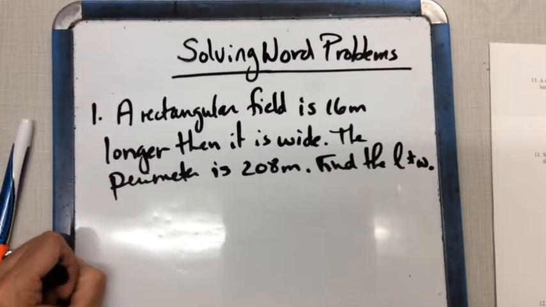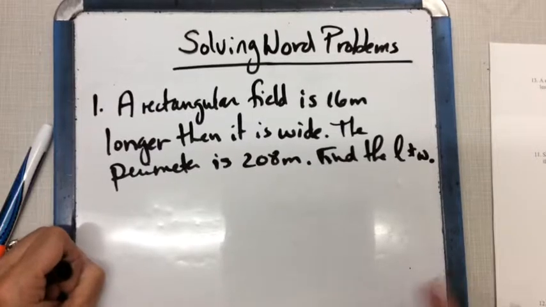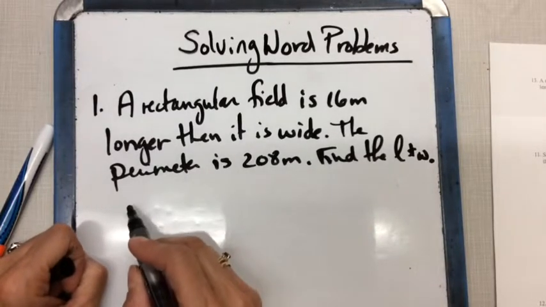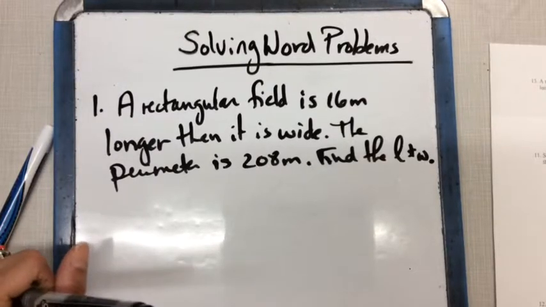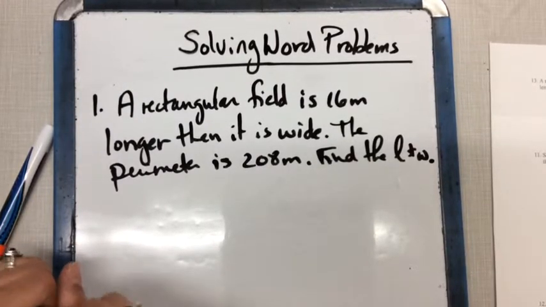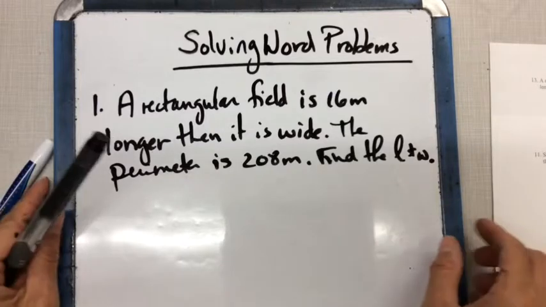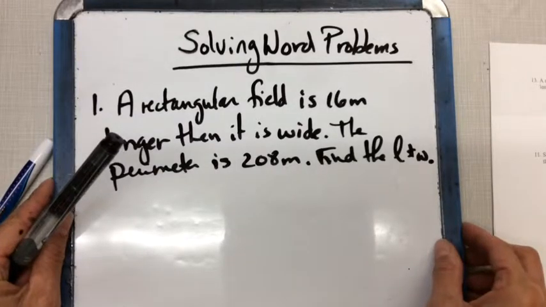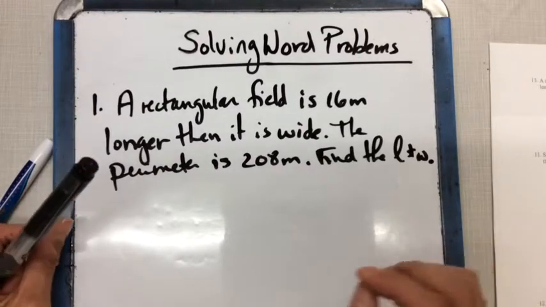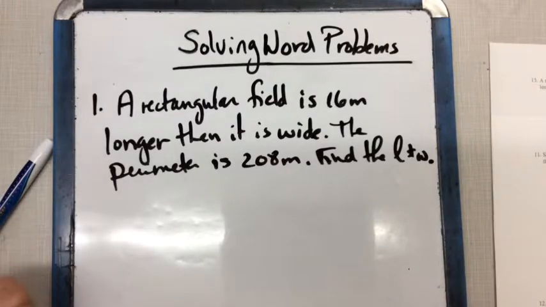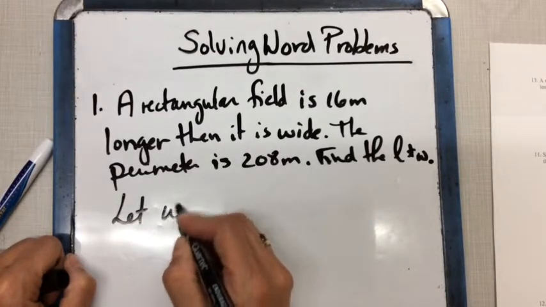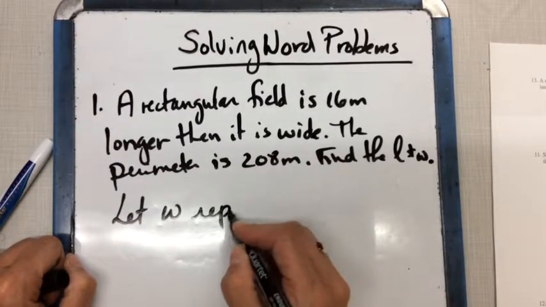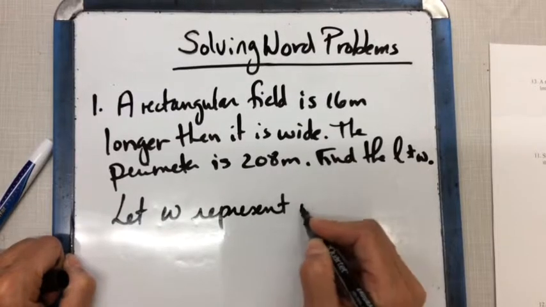Okay, so when I have a problem like this, the first thing I want to do is to create some let statements. Let statements are used to let us know what the variables represent. Usually, you should use your variable for the one thing that is the smallest in the situation. So in this case, I will say that the width is the smallest thing. So let W represent width.